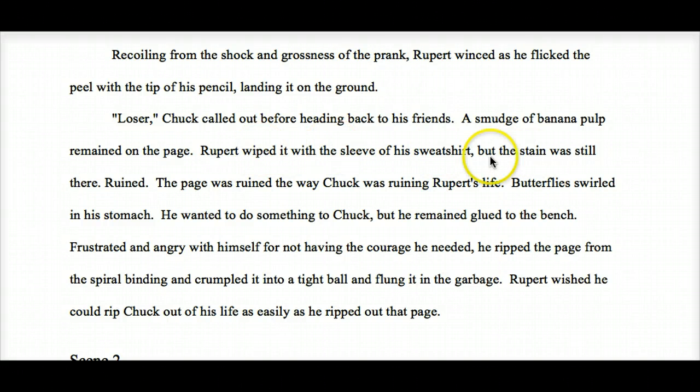And what does he think about the stain? Look at this one-word sentence: ruined. I don't write, Rupert thought that his sketchbook was ruined. I could have written that. But I can also just write one word here, and you know that this is what Rupert is thinking about, that stain that is now on his sketchbook. Then he continues to think about what's just happened. The page was ruined, the way Chuck was ruining Rupert's life. So he started thinking a little bit more, and now he's starting to think that not only has his sketchbook been ruined, but Chuck is also ruining his life.